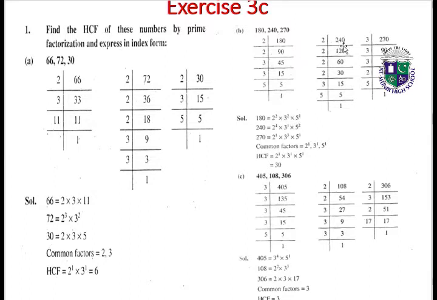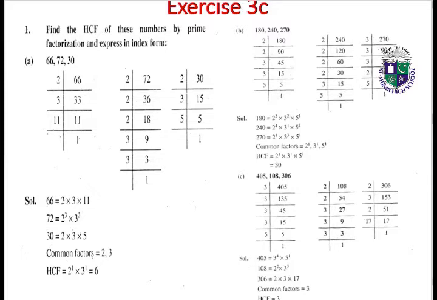240: 2 1s are 2, 2 2s are 4, 0, 2 6s are 12, 0, 2 3s are 6, 0, 2 15s are 30, 3 5s are 15, 5 1s are 5. 240 is 2 power 4 multiply 3 power 1 multiply by 5 square.